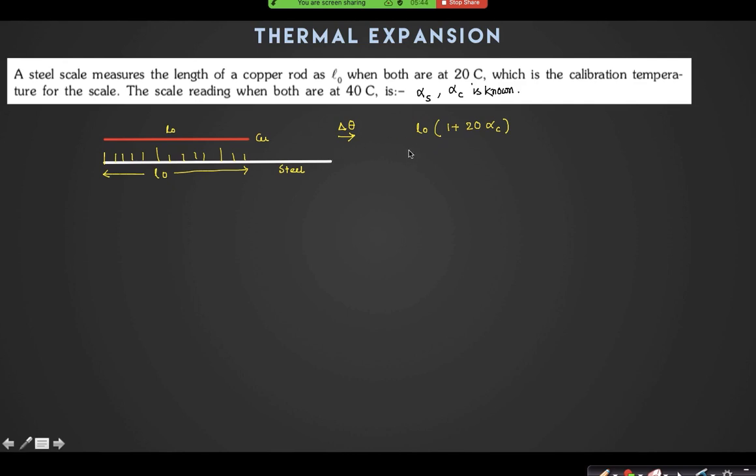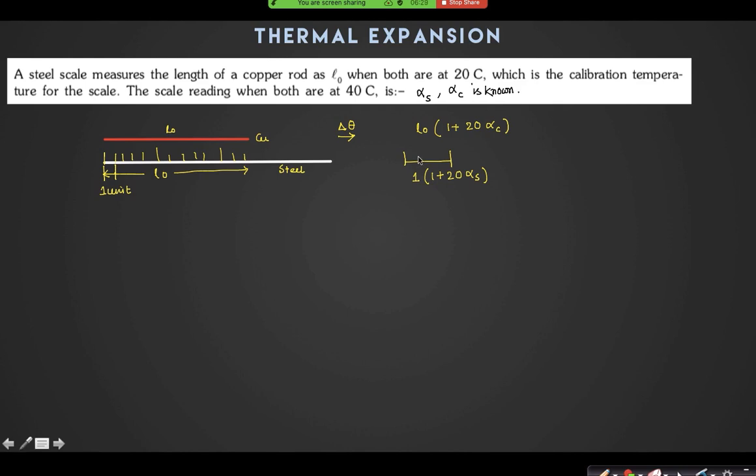Now, if I want to measure the same copper rod by a steel scale, does the scale remain the same, or has the scale also increased its size? So increased. So can I say that each division of the scale, which was earlier 1 unit, is now not 1 but has increased to 1 times (1 plus 20 alpha steel)? Yes, sir.